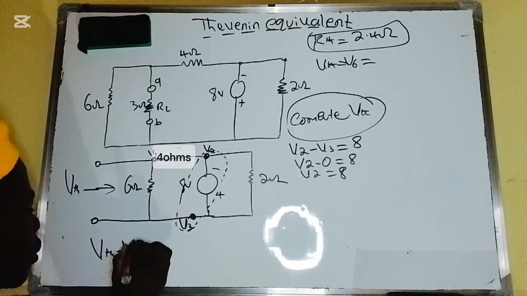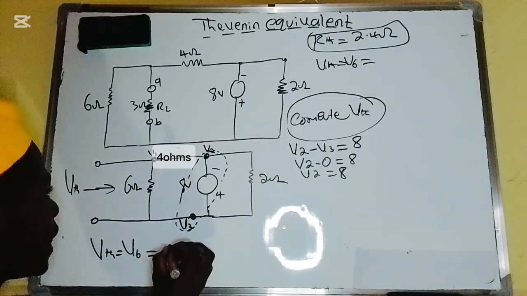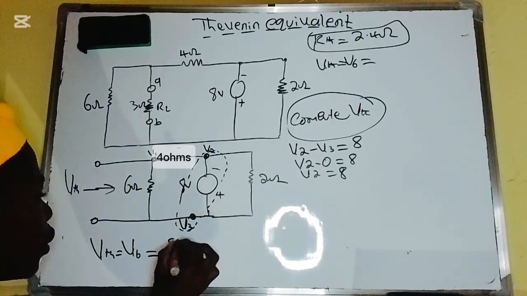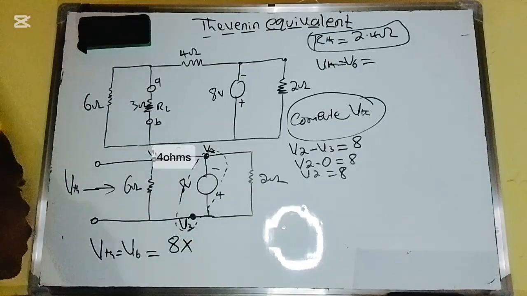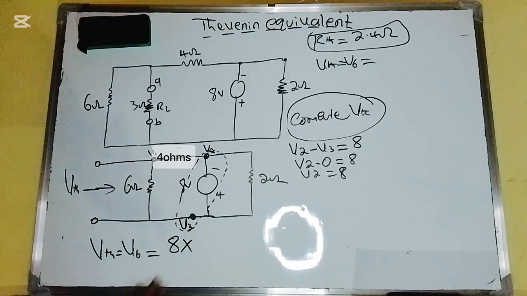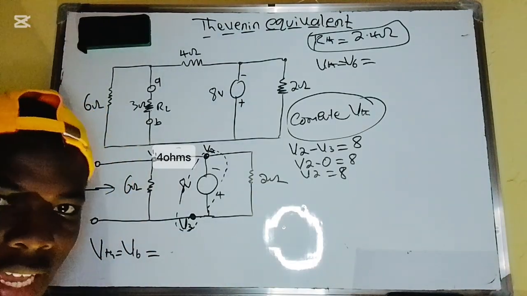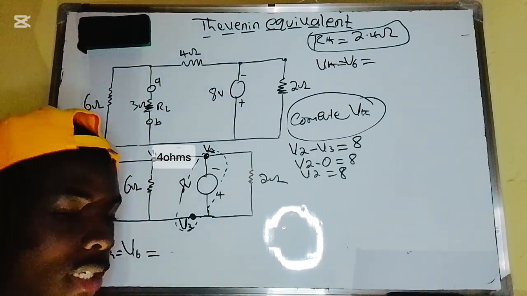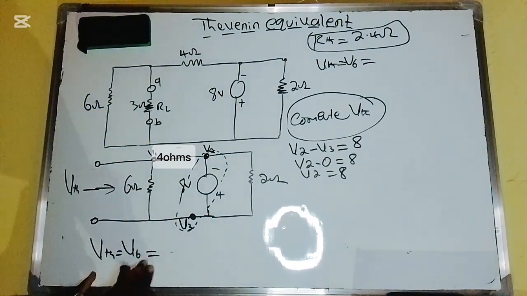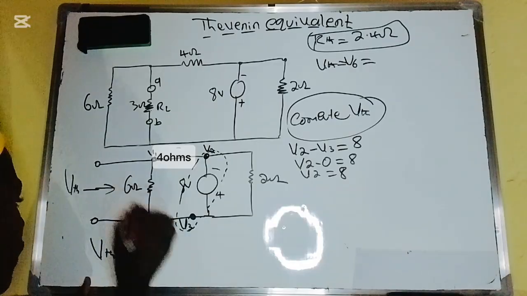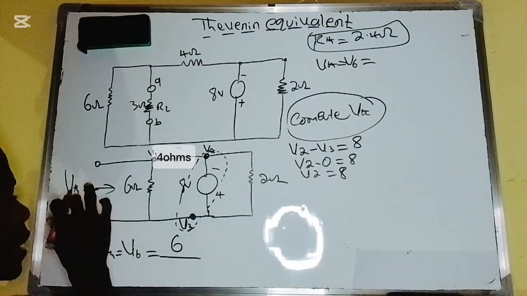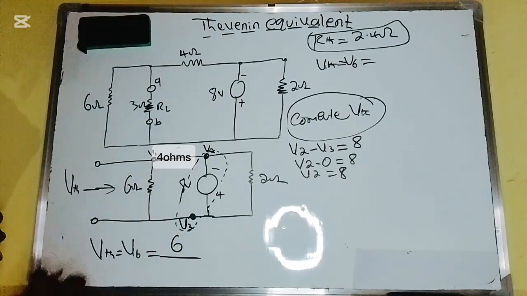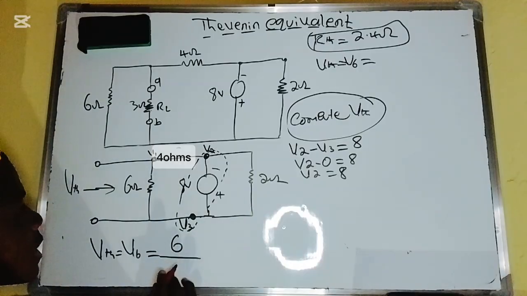So the next thing that I'm going to do is say that V Thevenin is equal to V 6 ohm resistance. So I will say this 8 voltage should now be multiplied by, I have to use the voltage divider. You can use voltage divider and you can use the nodal analysis. But using the voltage divider, I will say I have the 6 ohm divide, because I'm looking for the voltage through the 6 ohm resistance.